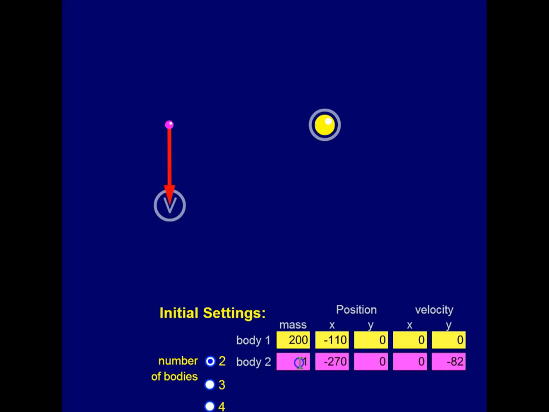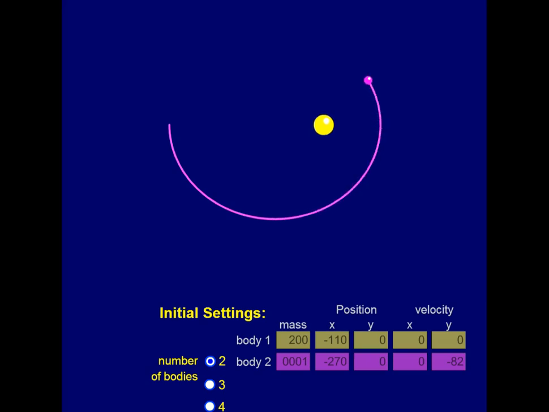Technically, this body should actually be much less than that. It should be like 0.001. I'm not going to really make much of a change. It's just basically the sun is not going to move. And this body is going to be given a certain velocity here so that when I press play, you can see it follows a path that is actually not circular.